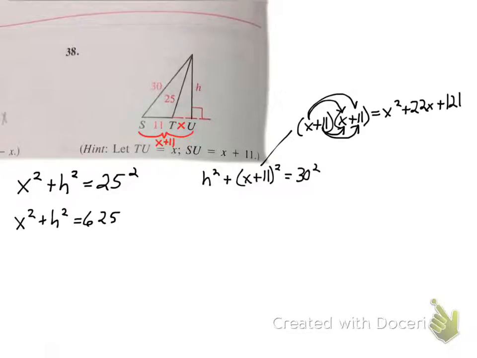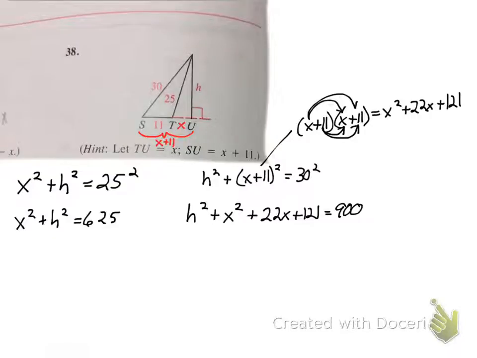So realistically here we have h squared plus x squared plus 22x plus 121 equals 900. And if you're very clever, you don't actually even have to solve for one of those variables. We can use that x squared plus h squared right off the bat. Can someone tell me how I could do that? What can I do with that x squared plus h squared? Mazen? Plug it into the equation.